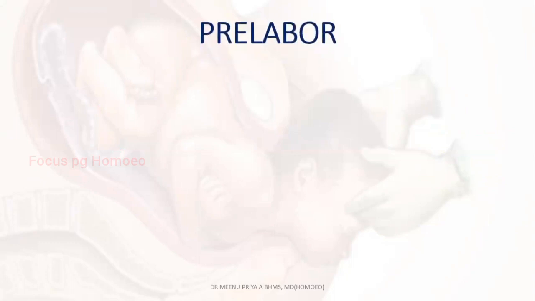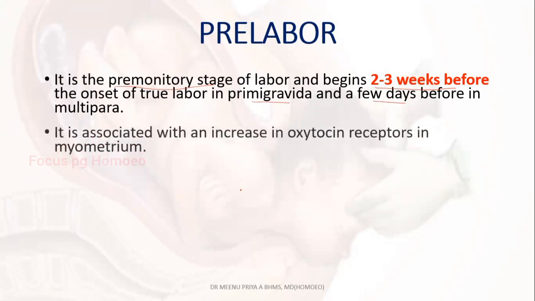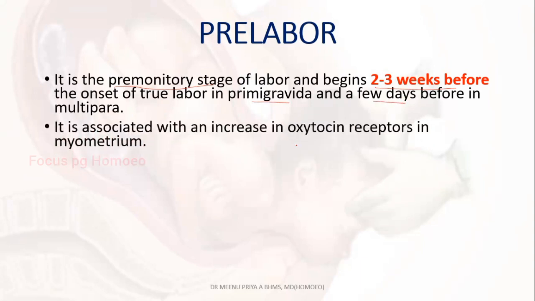Next, what is pre-labor? I was telling you that you shouldn't get confused between preterm labor and pre-labor. Pre-labor is a stage which goes into true labor. It is a premonitory stage of labor and begins 2 to 3 weeks before the onset of true labor in primigravida and a few days before in multipara. And it is associated with an increase in oxytocin receptors in the myometrium, because oxytocin comes into the picture in labor.